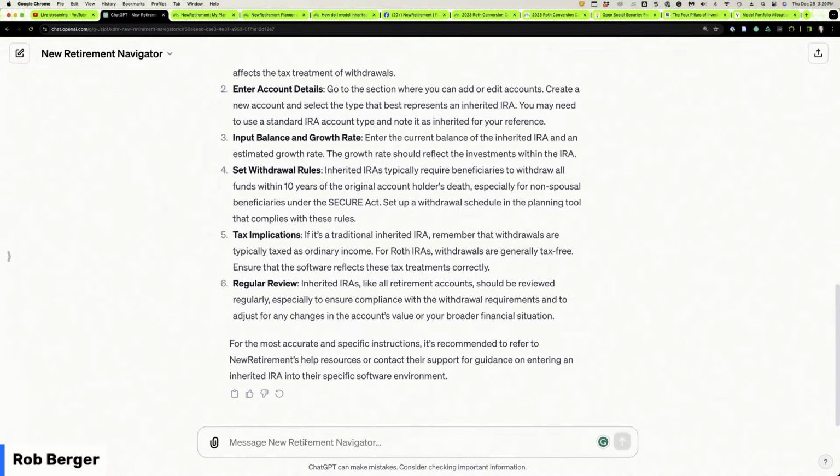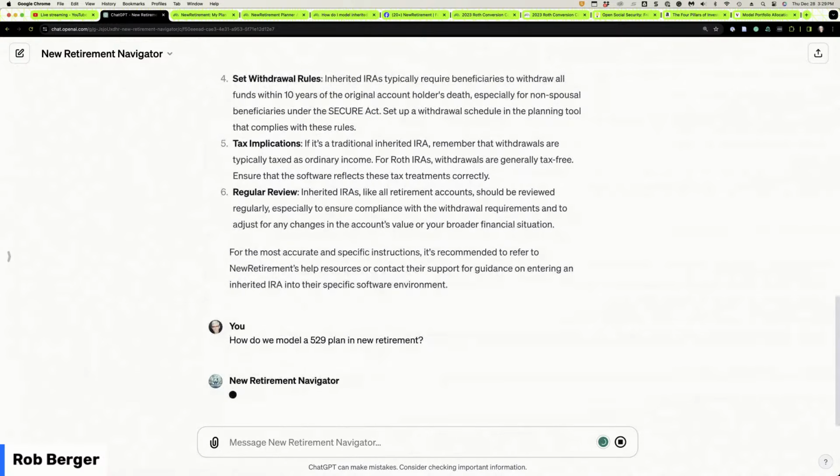Now we can just query ChatGPT. How do we model a 529 plan in New Retirement? Watch, it'll probably just be gobbledygook. Takes a second. We'll come back to it.